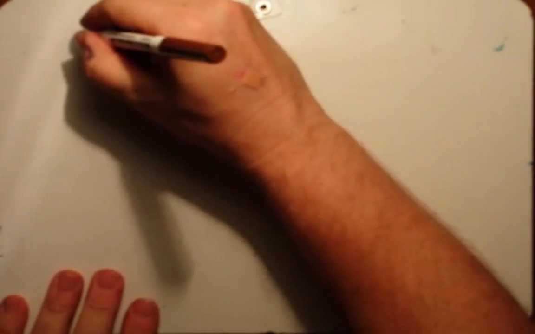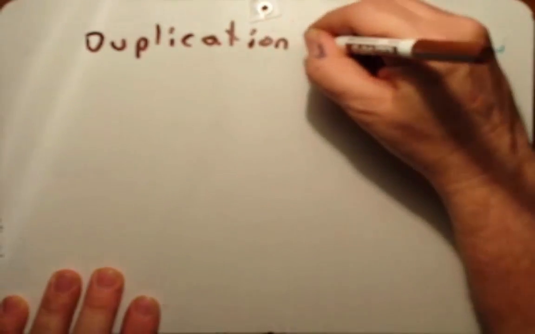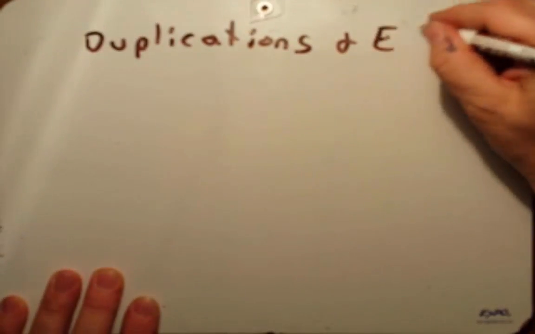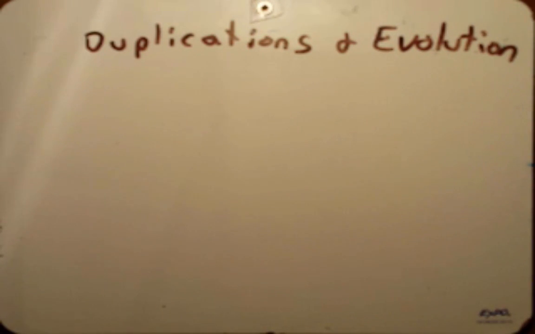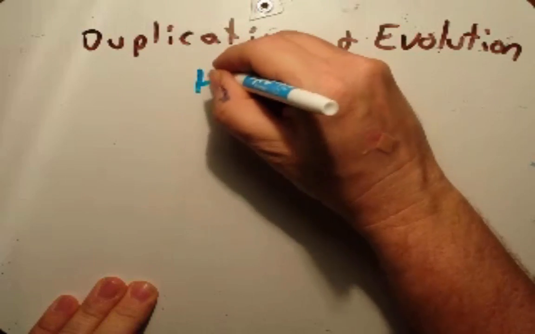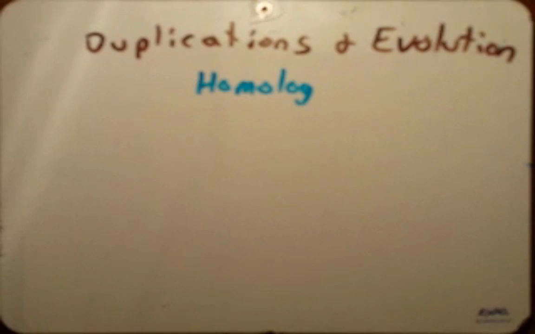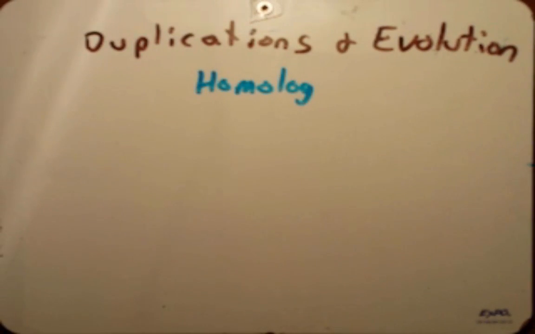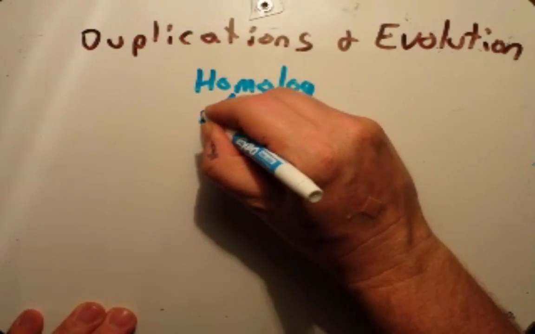The last thing I want to talk about for duplications, and the last thing for this podcast as well, is to talk about evolution. So duplications and evolution. And let's define some terms here. A homolog would be genes with similar sequence. This is more of a generic term. We can break this down into more specific terms.